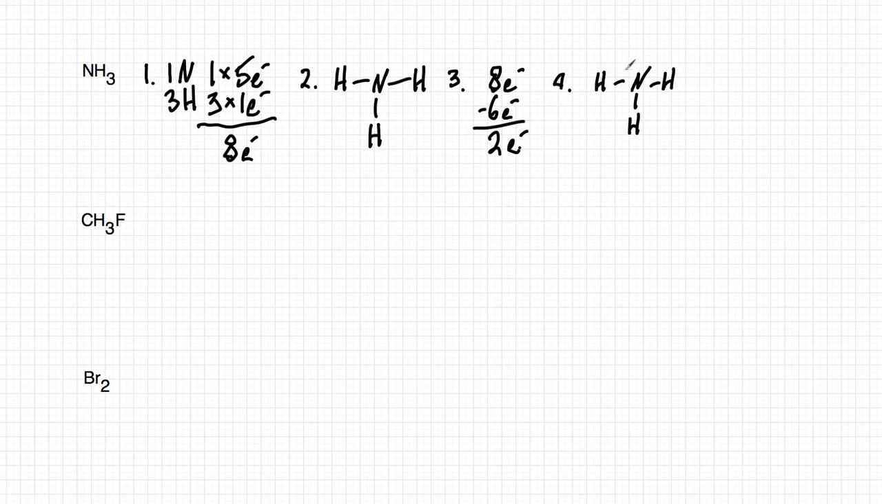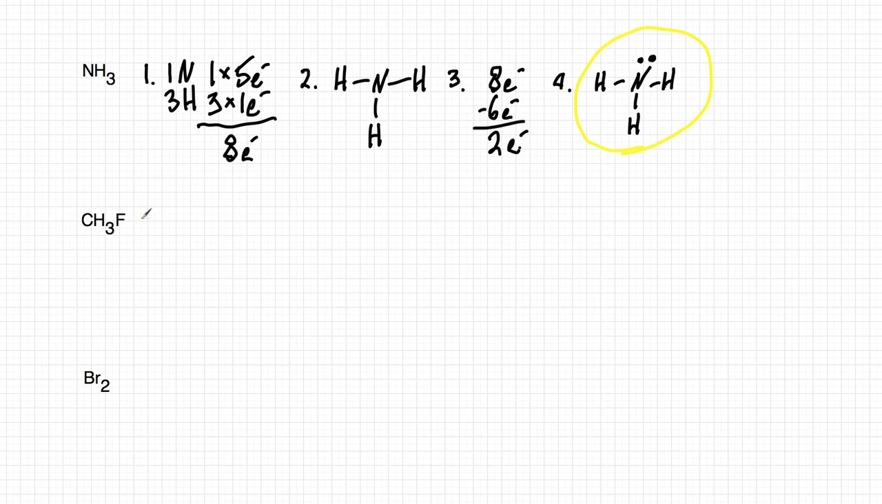And hydrogen's happy with 2, so we'll leave him alone. But you'll notice the nitrogen only has 6, so he needs 2 more. And it just so happens I have 2 more to give. And so that's our acceptable Lewis dot diagram for this molecule. Okay, let's try the second one.